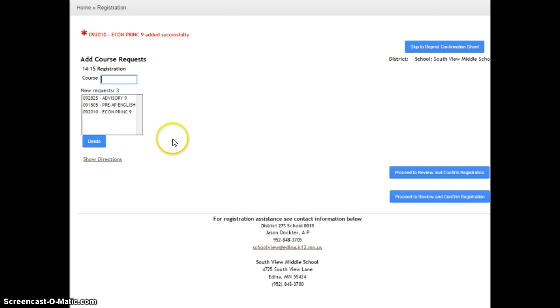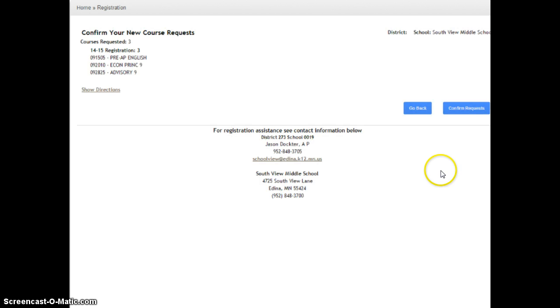Once you've got all your classes in there, then you move over to one of these two links. Mysteriously there are two, since they are exactly the same and do the same function. You click on one of those links and it will bring you to this page. You'll be able to review all of the courses that you have registered for. If you've made a mistake, you can go back and correct your mistakes. If it looks like you've got everything in there that you're supposed to have, you can go over to Confirm Requests.